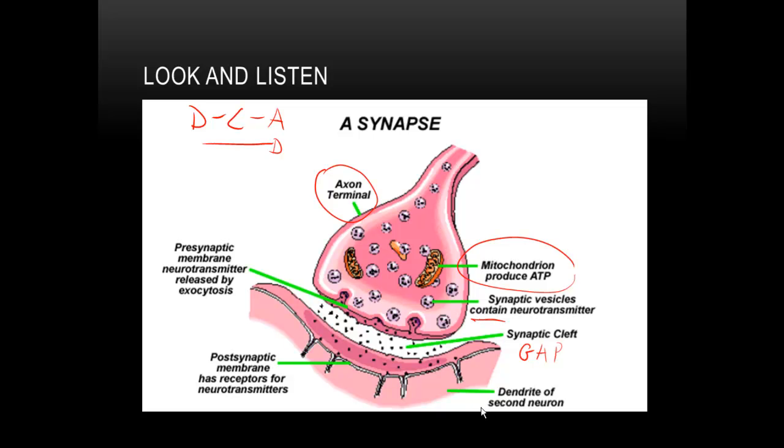This would be the dendrite of the second neuron, because remember, DCA, if this is A of one neuron, this will be the dendrite of the next. The postsynaptic membrane has receptors that the neurotransmitters will bind to, and the presynaptic membrane is going to release these neurotransmitters into the gap by exocytosis. That's why we need some mitochondria here to make ATP, because exocytosis is active transport.